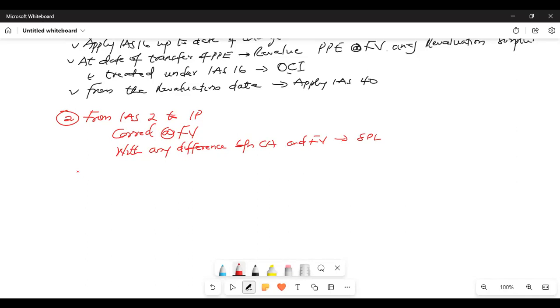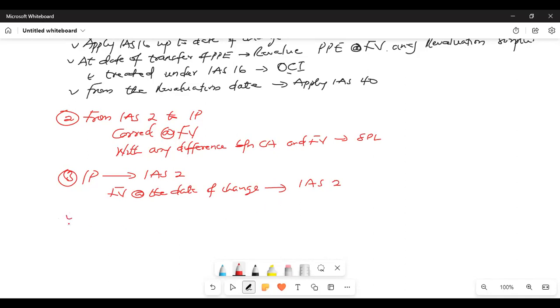Then point 3, what if it is an IP? What if I have an IP and I'm taking it to IAS 2 inventory? That one too, the same thing, fair value at the date of change. And from that point, from the date of change, it now becomes IAS 2 because you've changed it from IP to IAS 2.